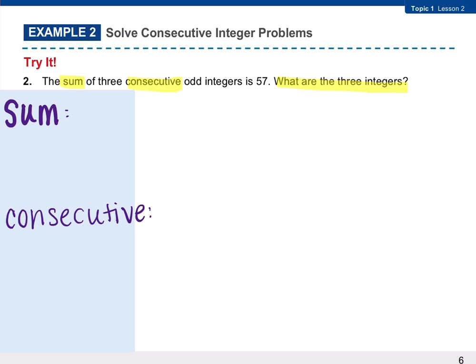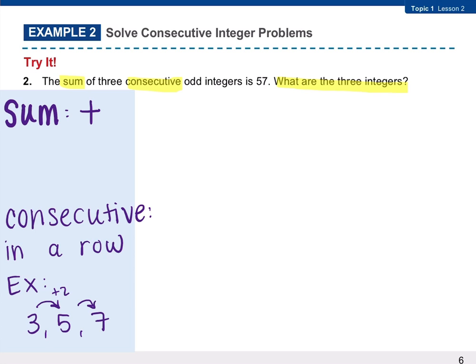The question is important because that's going to tell me what my variable is going to be. But first, let's remember that sum means we're adding. And consecutive just means that they're in a row, 3 in a row. And so an example maybe of 3 consecutive odd integers would be like 3, 5, and 7. They're odd, they're not even. Odd numbers, they go up by 2, so I'm adding 2, adding 2.